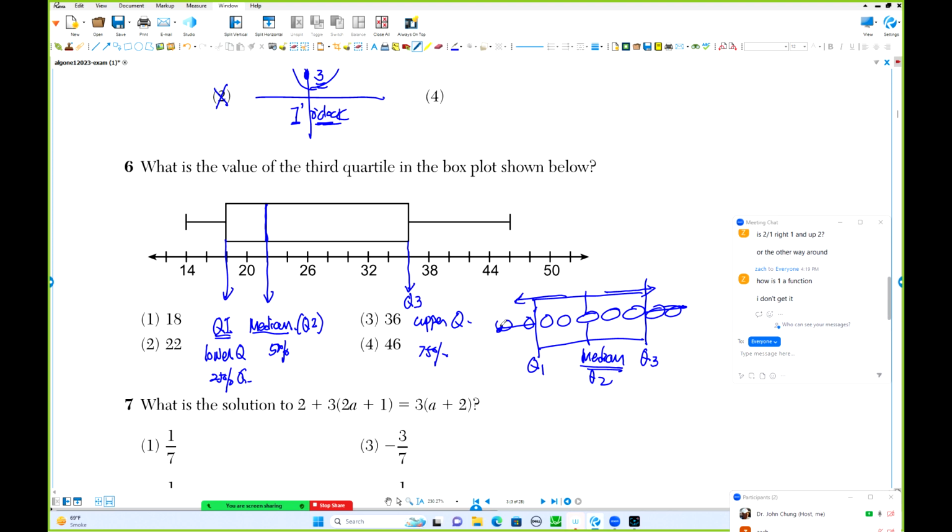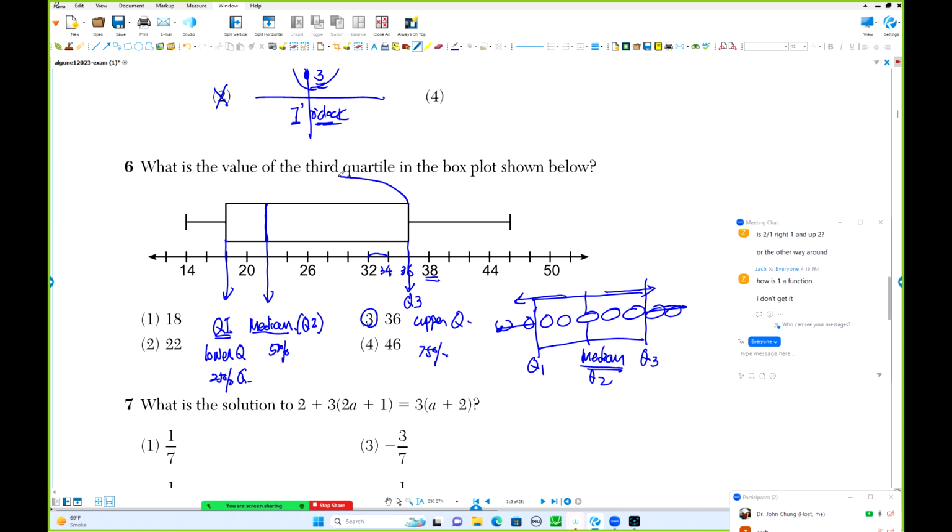Okay? So the third quartile, where is it? Over here. This is the third quartile. You have to be careful with the scale over here. This is 2 over here: 34, 36, 38. Okay? So each unit is 2. So 36 is the third quartile, okay?